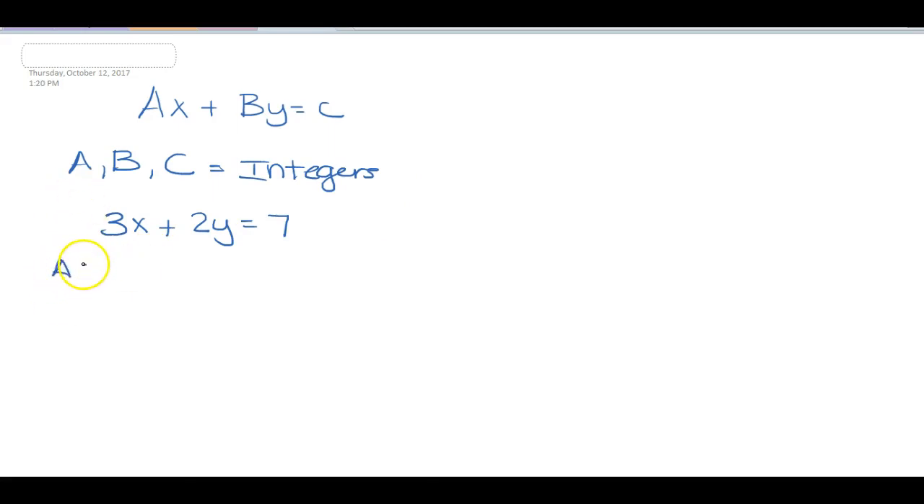For example, if we have 3x plus 2y equals 7, that means the A value is going to be 3, because that's the integer next to the x. Our B value is going to be 2, because that's the integer next to the y, and then our C value is the poor C, it's all by itself, but this is our C value.